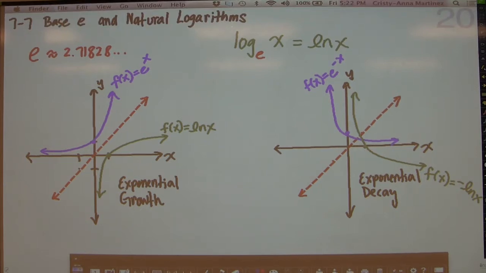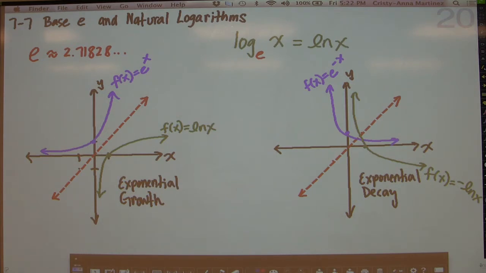Hello there, this is an Algebra 2 video. It is Chapter 7, Section 7, and today we'll be continuing our study of exponential functions and logarithms, and specifically talking about base e and what we refer to as natural logarithms.